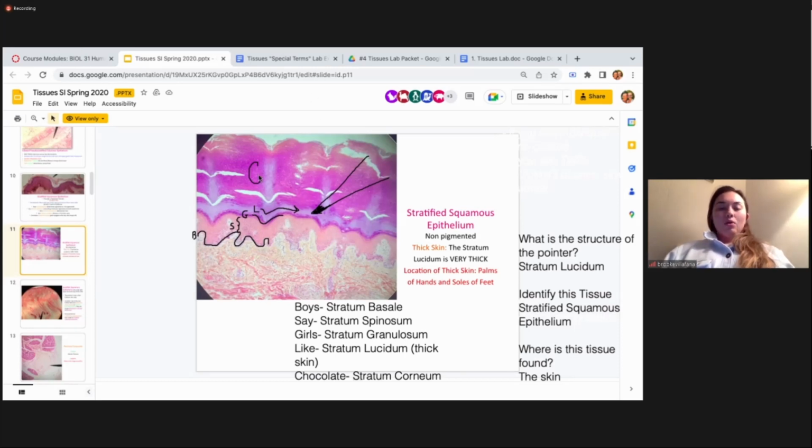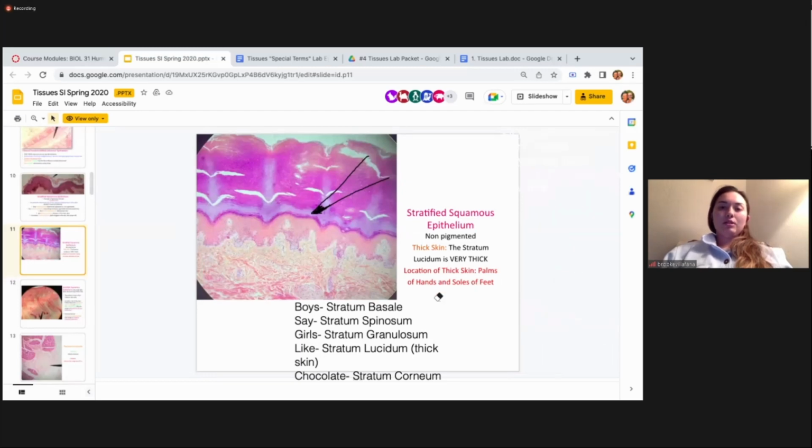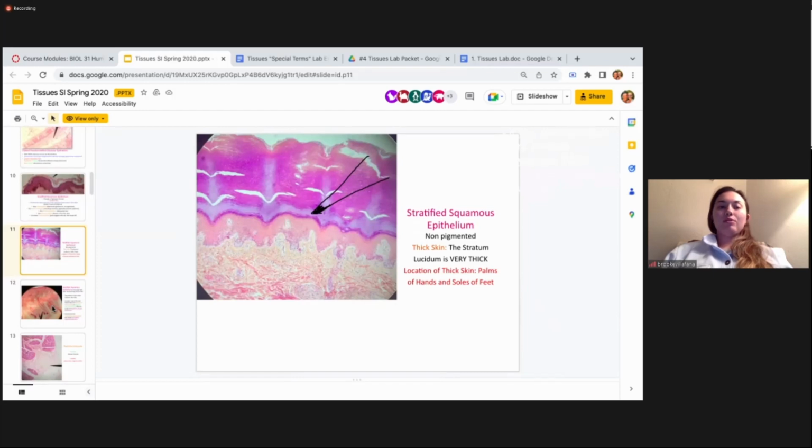All right. So again, students typically get confused on this tissue if they don't study it. This isn't really one that looks a whole lot like other tissues. If you don't spend your time studying it, you're not going to know what it is.